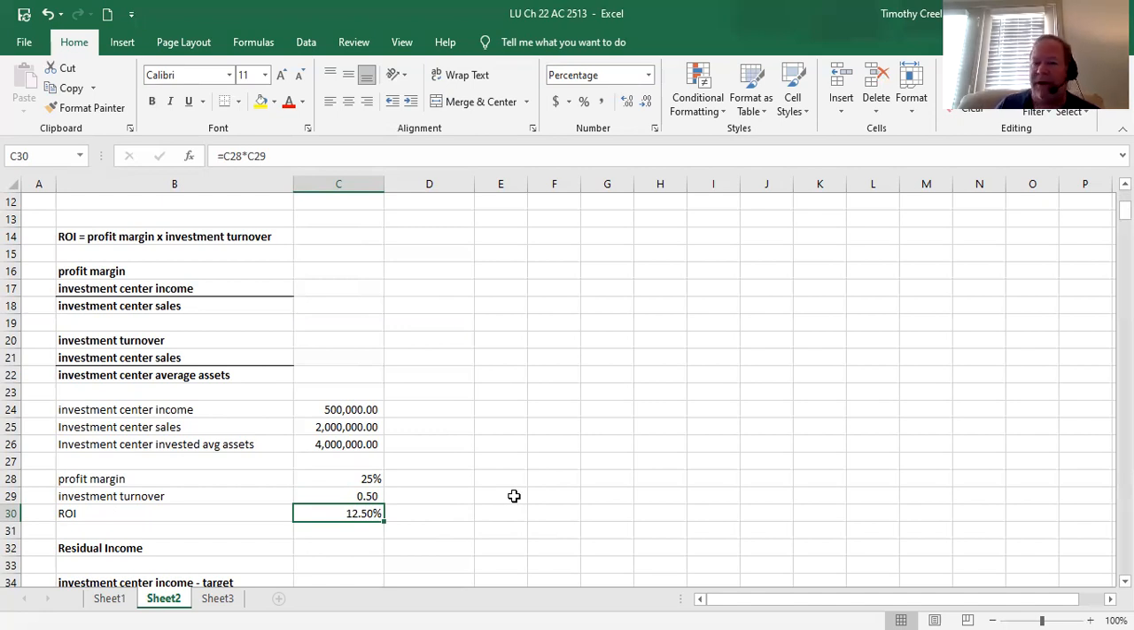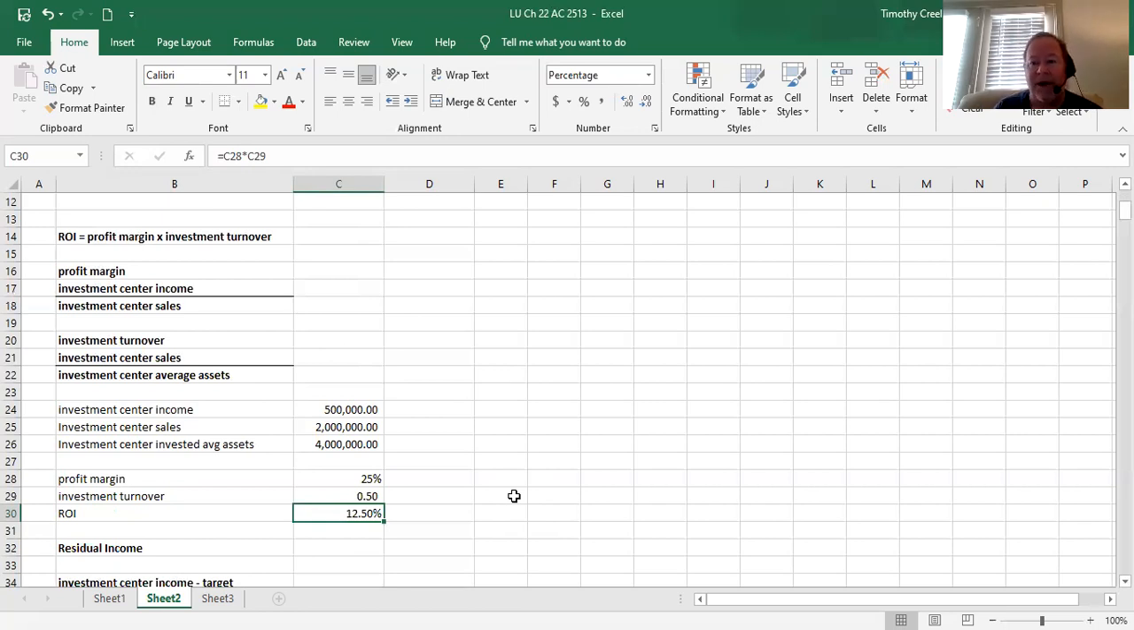So if they said we want anything over 10% for ROI, then this would be acceptable. If they wanted 15% or higher, then this would not be acceptable. Now, one of the advantages of doing ROI this way, where you look at profit margin times investment turnover, is that you can kind of see where your strengths of ROI are or your weaknesses of ROI.